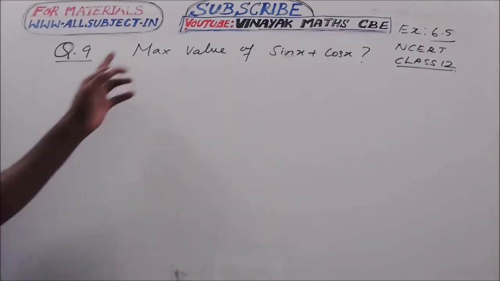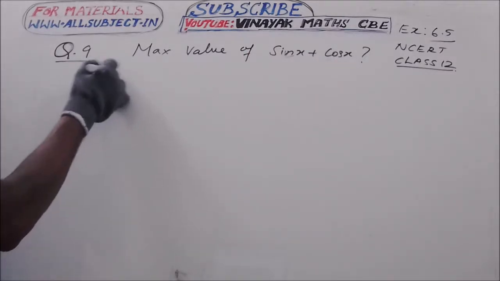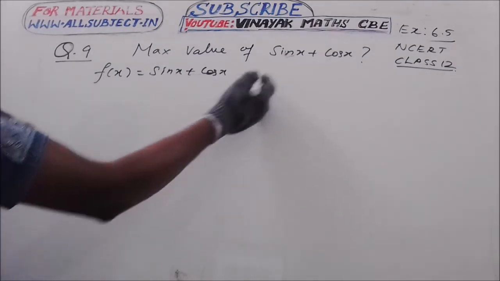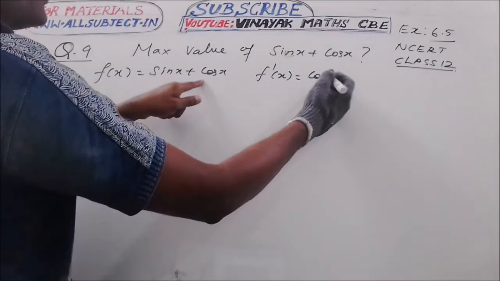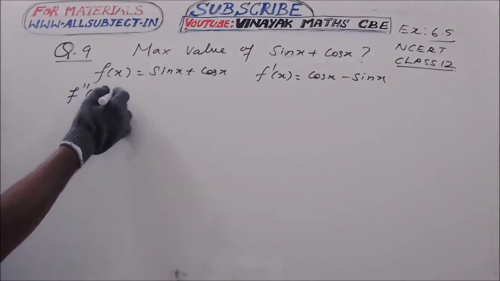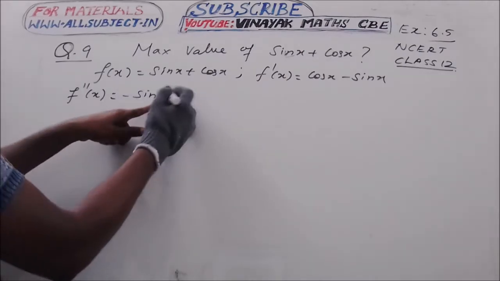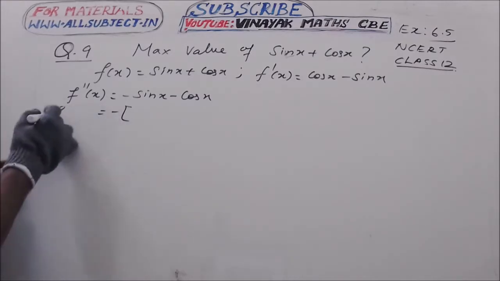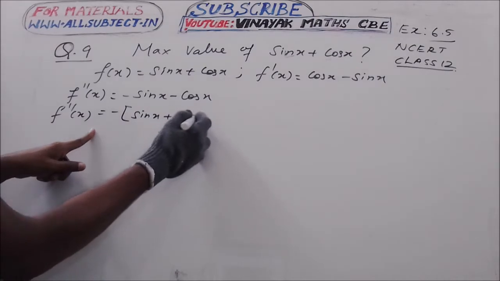Question number 9. Find the maximum value of the function sin x plus cos x. Let the given function be f of x. f of x is equal to sin x plus cos x. And its derivative f dash of x is equal to cos x minus sin x, since the derivative of sin x is cos x and of cos x is minus sin x. And f double dash of x is equal to minus sin x minus cos x. Taking out minus as common, f double dash of x is equal to minus of sin x plus cos x.